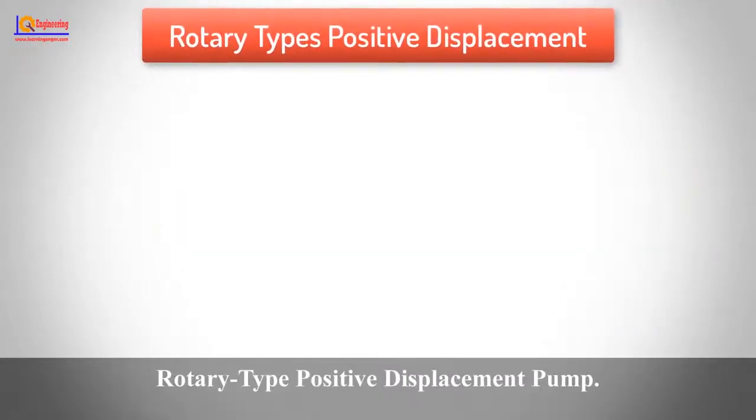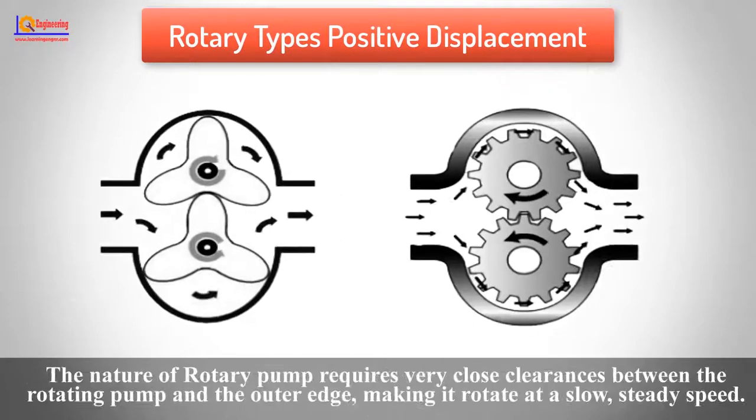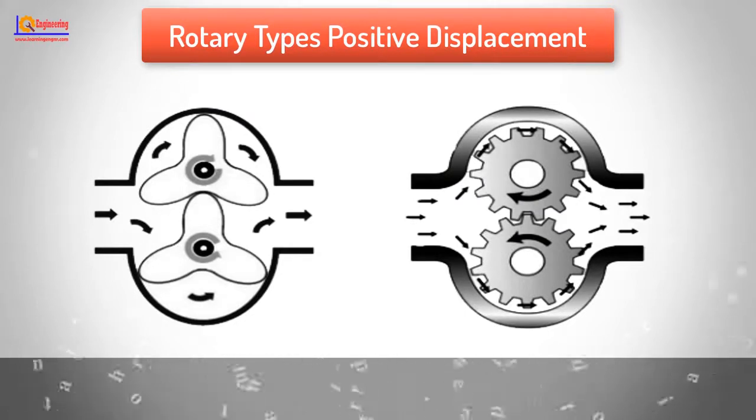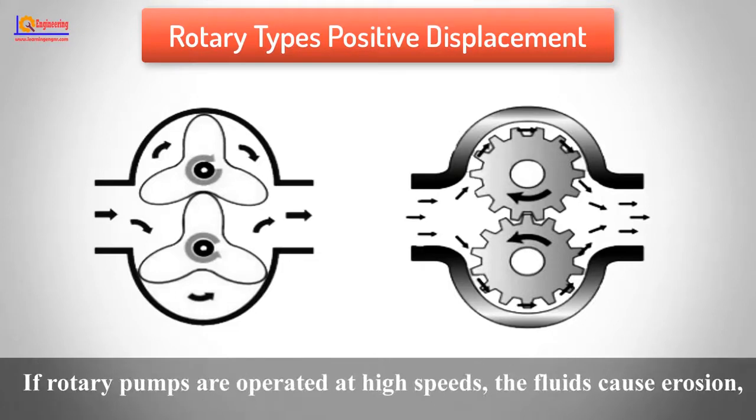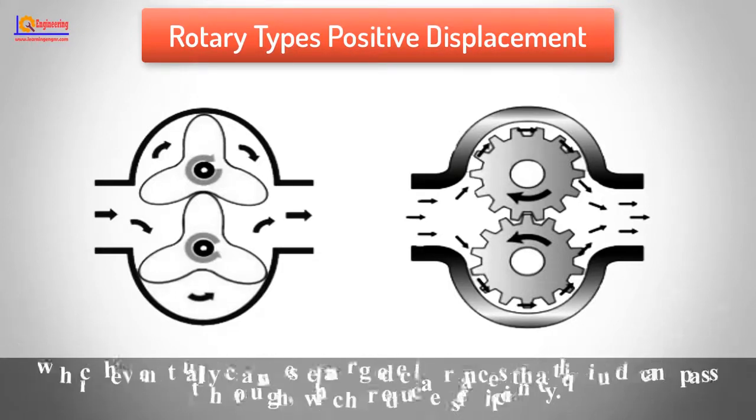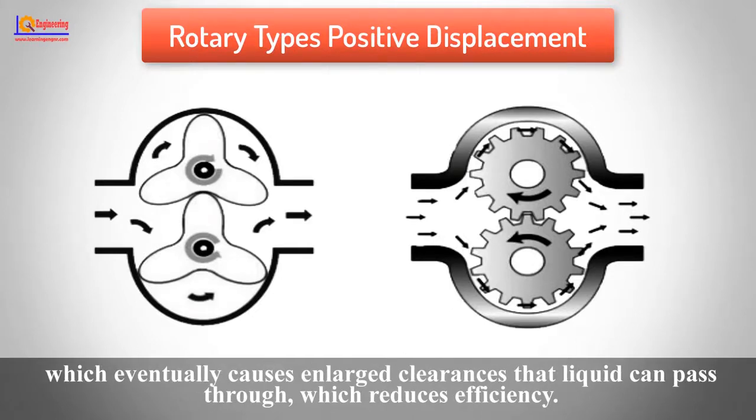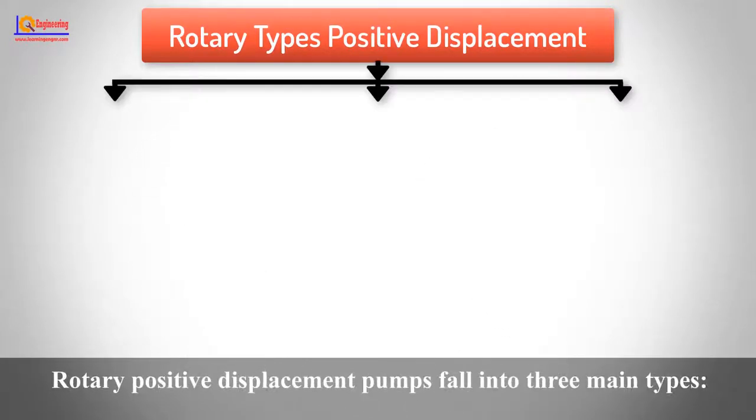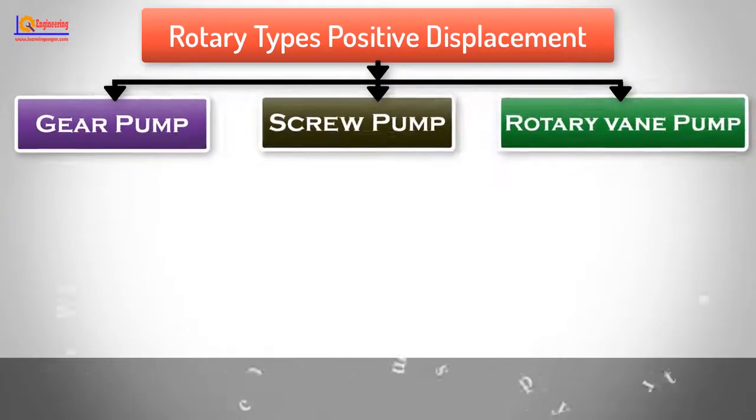Rotary type positive displacement. The nature of rotary pump requires very close clearance between the rotating pump and the outer edge, making it rotate at a slow steady speed. If rotary pumps are operated at high speeds, the fluids cause erosion, which eventually causes enlarged clearance that liquid can pass through, which reduces efficiency. Rotary positive displacement pumps fall into three main types.